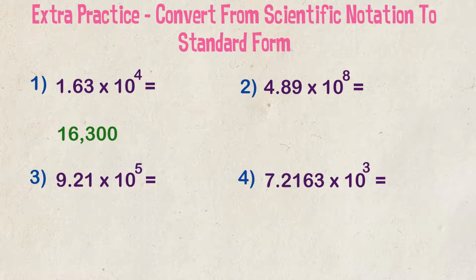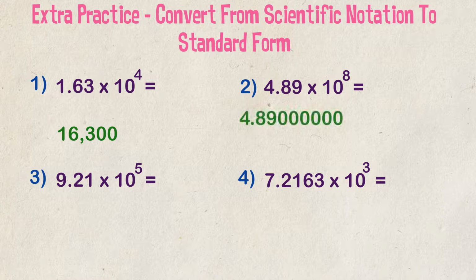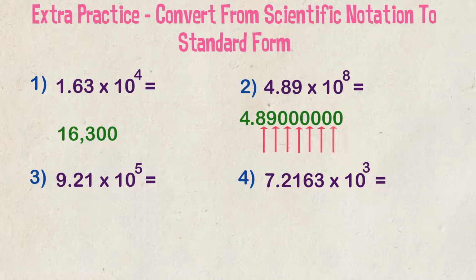Example 2, 4.89 times 10 to the 8th power. Same deal here. We write down 4.89, add some zeros to the right. Move the decimal 8 places, and our answer is 489 million.